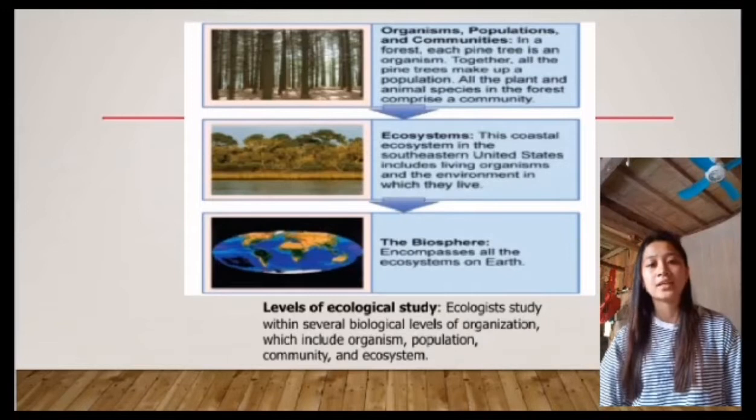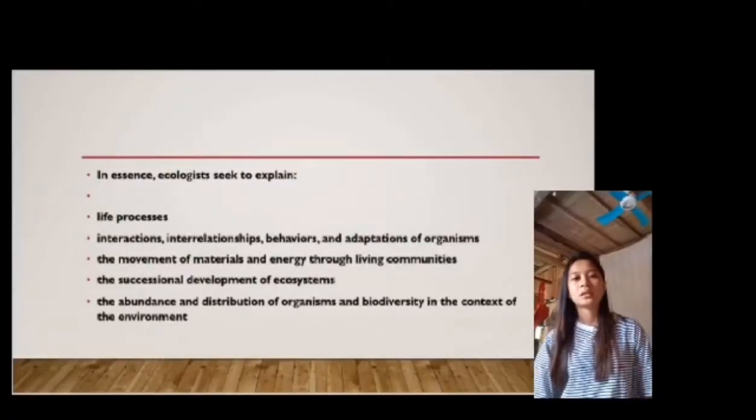Levels of ecological study. Ecologists study within several biological levels which include organism, population, community, and ecosystem. In essence, ecologists seek to explain life processes, interactions, interrelationships, behaviors, and adaptations of organisms, the movement of materials and energy through living communities, the successional development of ecosystems, the abundance and distributions of organisms and biodiversity in the context of the environment.